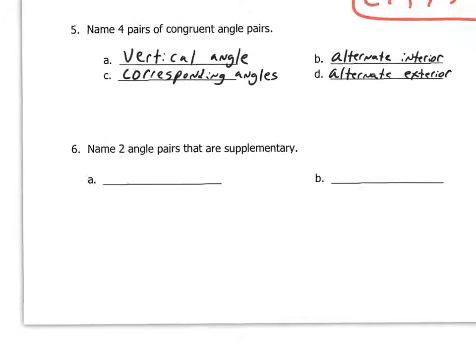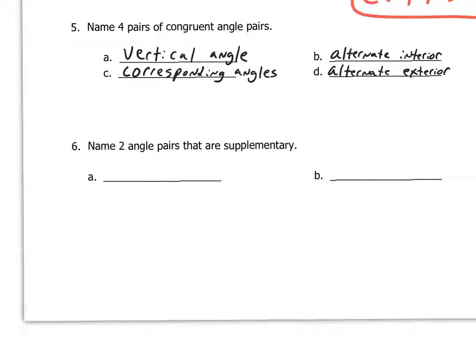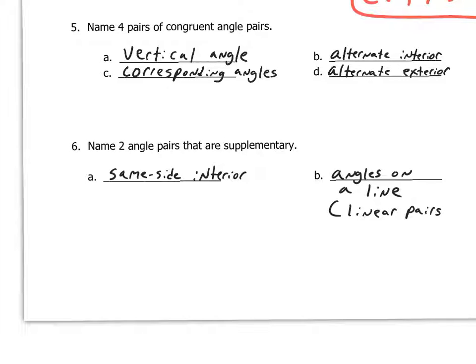On number 6, it's saying name 2 angle pairs that are supplementary. Okay, so we could do same side interior angles, those are supplementary. And then you could do angles on a line. Sometimes those are also called linear pairs. Those are supplementary.